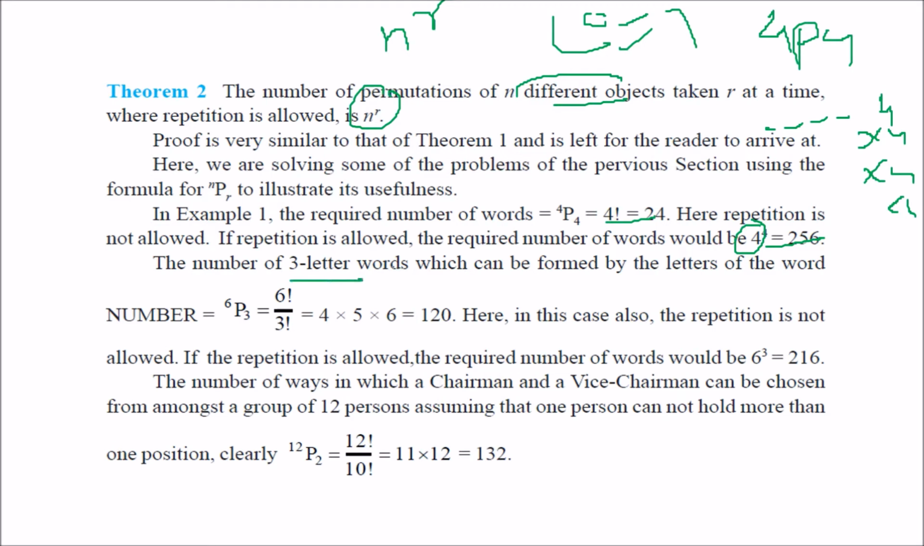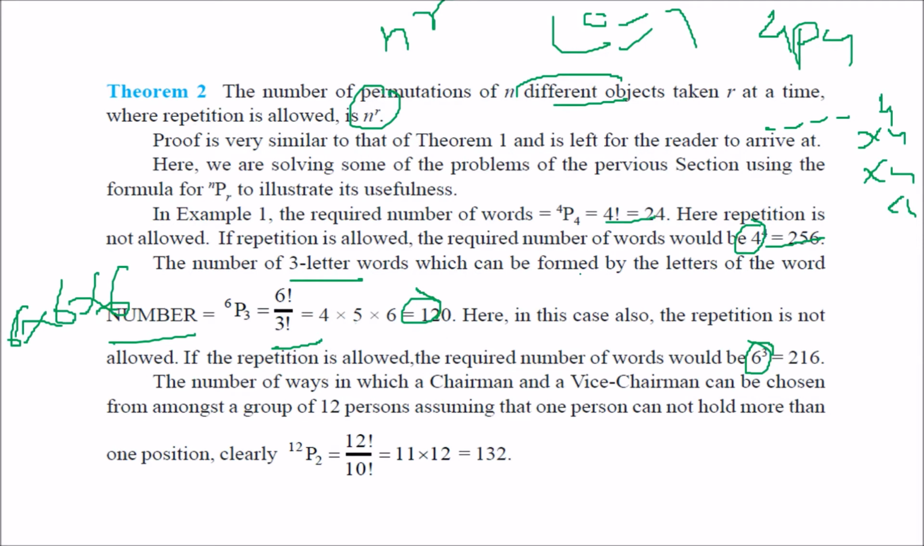Similarly, if you have 3-letter words chosen from 6 letters, it will be 6P3, that is factorial 6 by factorial 3, which gives you 120. But if repetition is allowed, it will be 6 to the power 3, because the first can be chosen in 6 ways, then the second in 6 ways, and then the third in 6 ways.